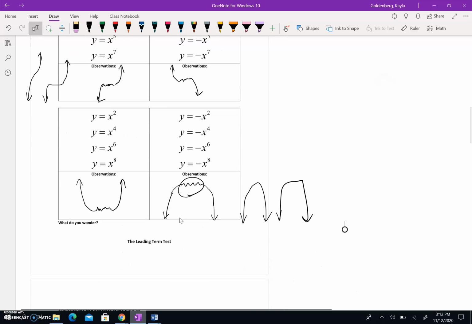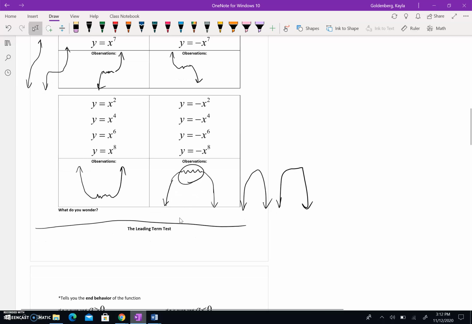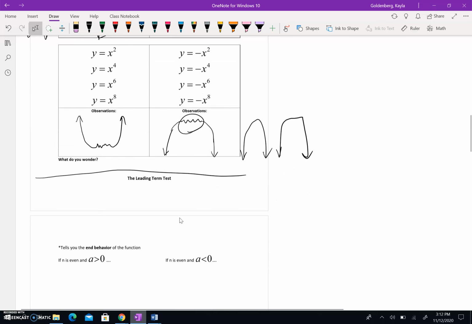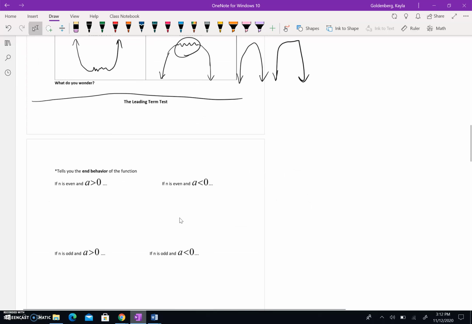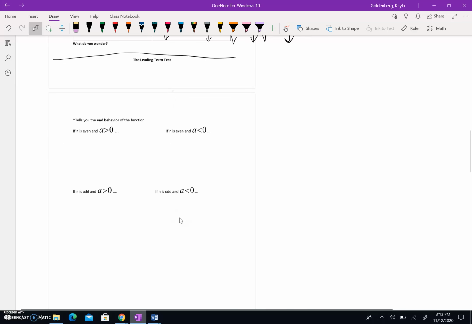Feel free to write down anything you're wondering as well. Take a moment to ask yourself or ask any questions you might be thinking. Either they might be answered later in the notes, or maybe we'll talk about them tomorrow. Sorry about this getting cut off.